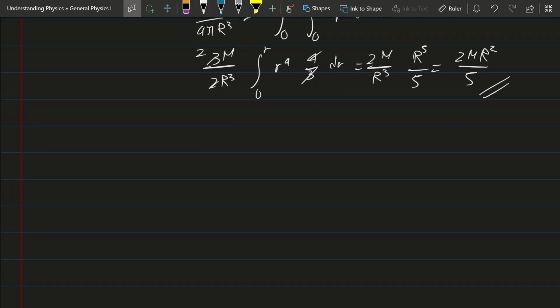So all of the moments of inertia of certain objects we have already figured out. And so if you want to actually refer to it, you could just look at it in the description below.